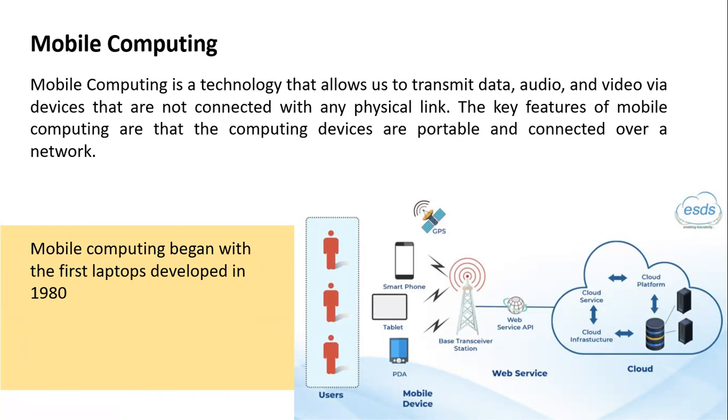So children, understand very clearly. Cloud computing is: we will have a remote server and we will have internet, and from our office or from our home or while traveling, we can use these services. That is what cloud computing means. Mobile computing is this: without connecting our devices to a physical internet link, we can use these services. That is what mobile computing means.